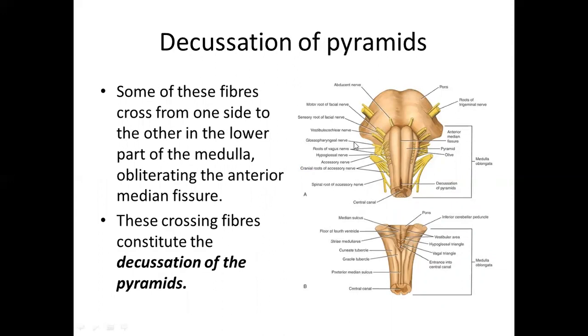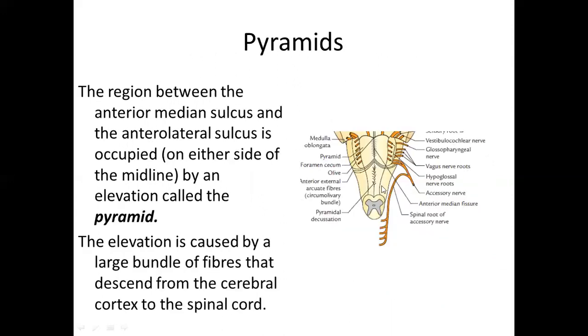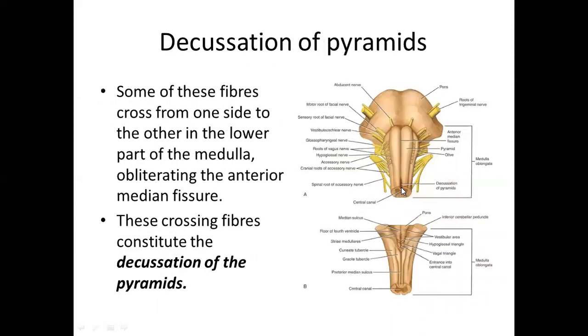Then the decussation of the pyramids. Some of these fibers will cross from one side to the other. Over here, you can see this is the decussation of the pyramids. Because of the decussation, the anterior median fissure will be obliterated over here.